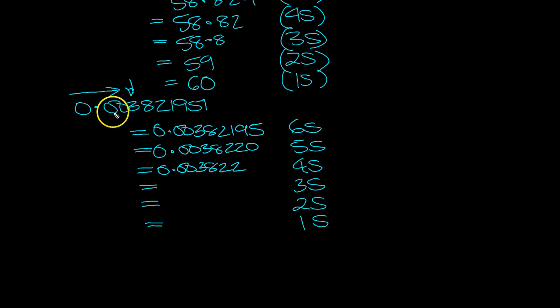And then 3 significant figures. 1, 2, 3. Here, this is a 1, so we keep it as a 2. 0.00382. And then 2 significant figures. Here. This is a 2, so the 8 stays as is. 0.0038.